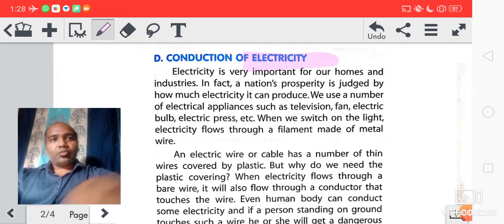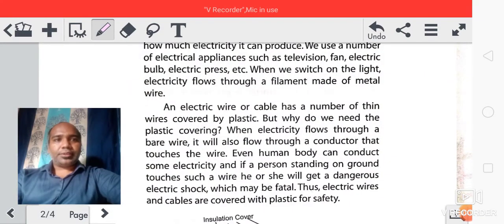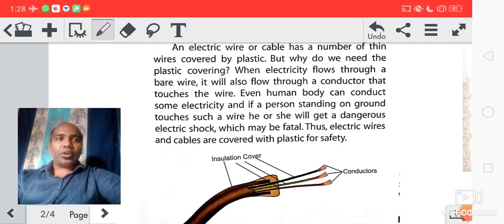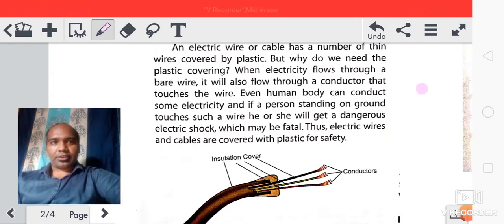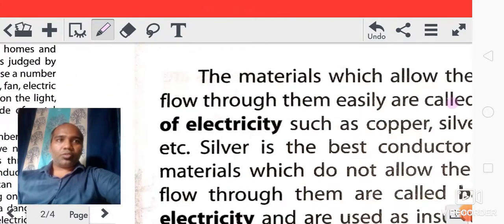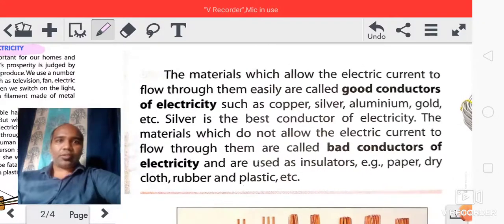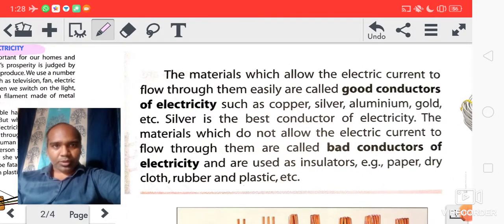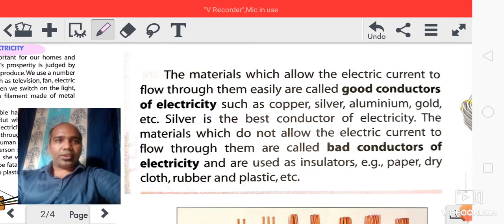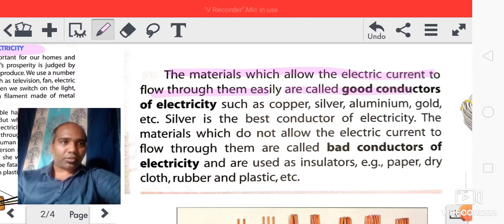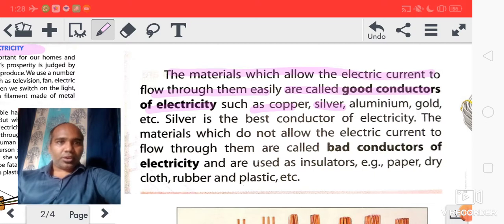Okay. So now we have to study the good conductors of electricity and bad conductors of electricity. First of all, we have to understand what is a good conductor and what is a bad conductor of electricity. You can see here, the materials which allow electric current to flow through them easily are called good conductors of electricity, such as copper, silver, aluminum, gold, etc. And silver is the best conductor of electricity.